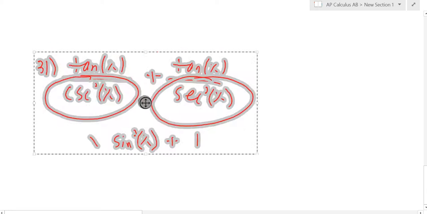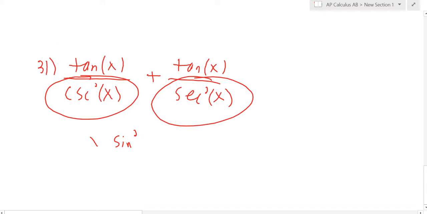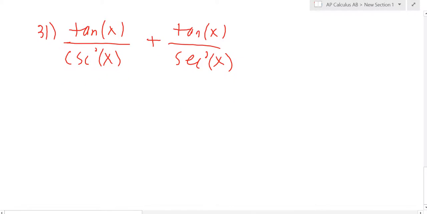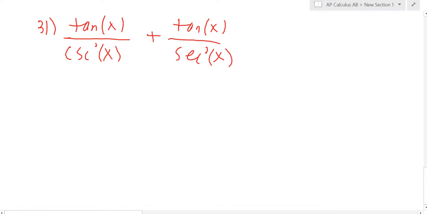Let's say you didn't recognize that, and someone said, let's switch to sines and cosines, which I promise you will always work. It's just not always the simplest thing to do. If you rewrite this first fraction in sines and cosines, check this out. The tangent is a sine over a cosine, so it looks like that.